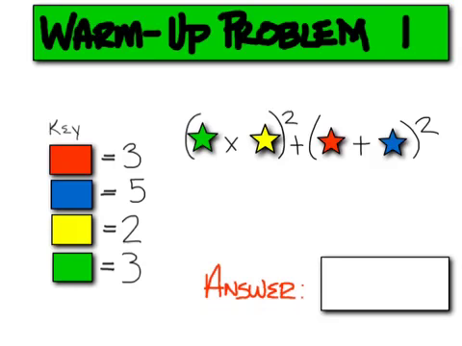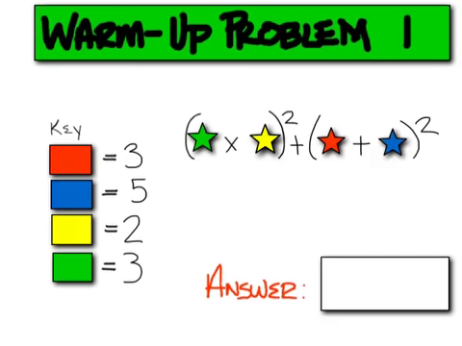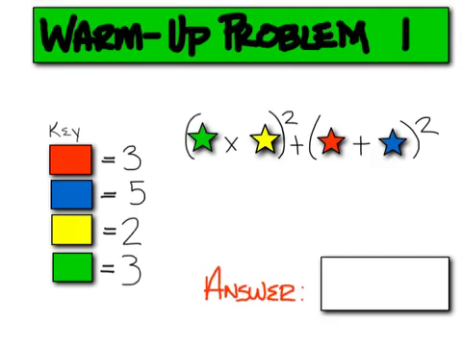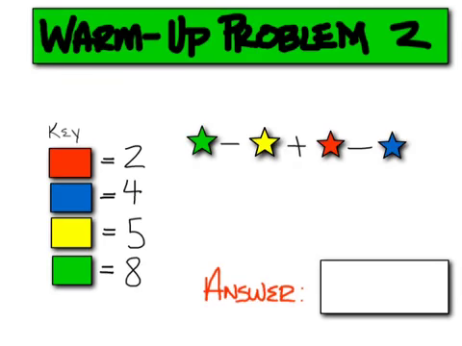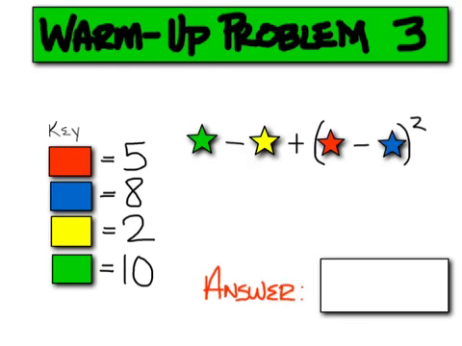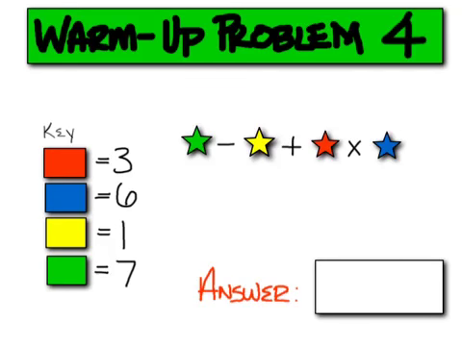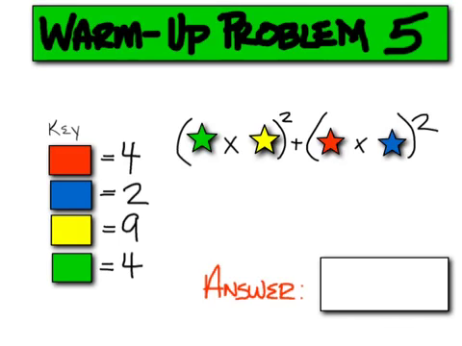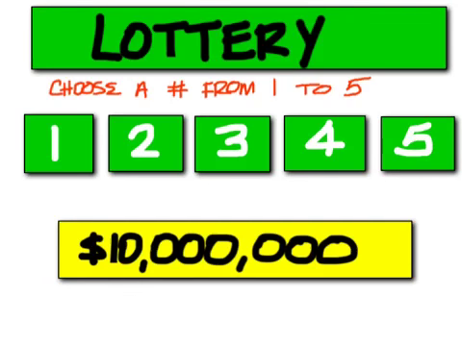Okay, warm up number 1. Okay, answer for this one was, there we go, 100. Number 2. Okay, answer for this one was 1. Number 3. Okay, answer for this one is 17. Number 4. Alright, answer for this one, 24. Number 5. Okay, answer for this one should be 1,360.